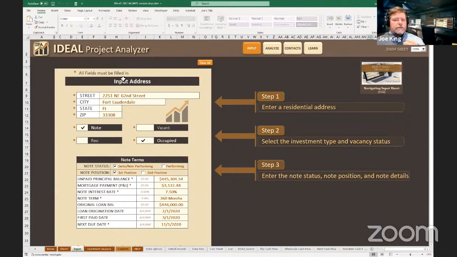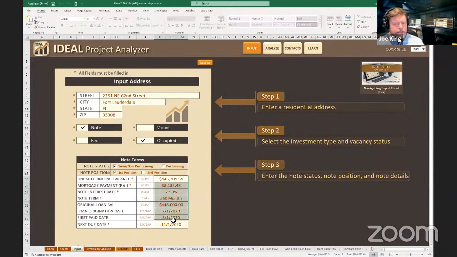So in this case, we put the address in, we said it was a note, we said it was occupied because we don't really know at this point, and we want to err on the side of conservatism. And so we're going to be conservative with this approach. So we're going to say occupied. It is a non-performing note. It is a first position.